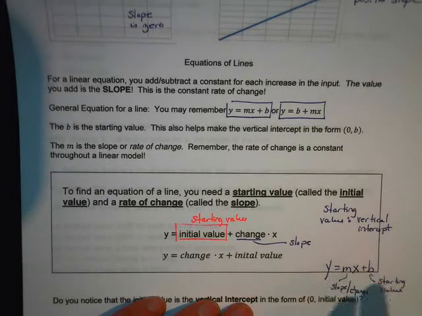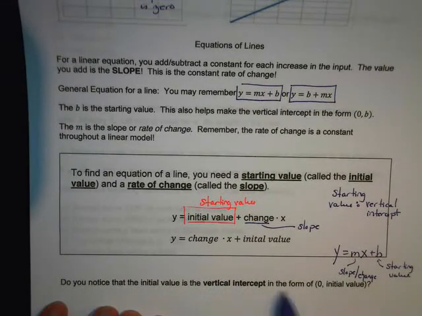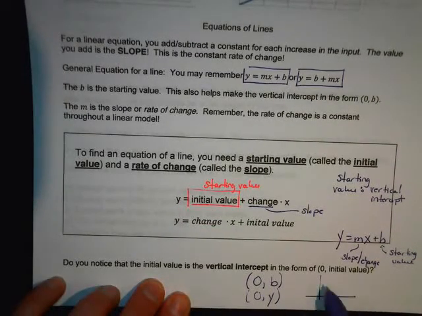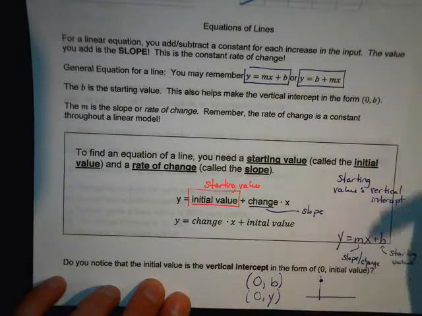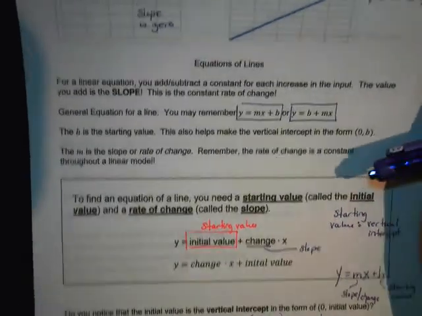All right? Okay. So the starting value, or the initial value, is that vertical intercept in the form of 0, comma, you might call it 0, comma b, or 0, comma y, right? Your starting value on a graph is up here at this y-intercept, okay? And you will get this. You just got to give me a little bit of time to work through this with you guys, okay? So, for example, this would be my starting value.